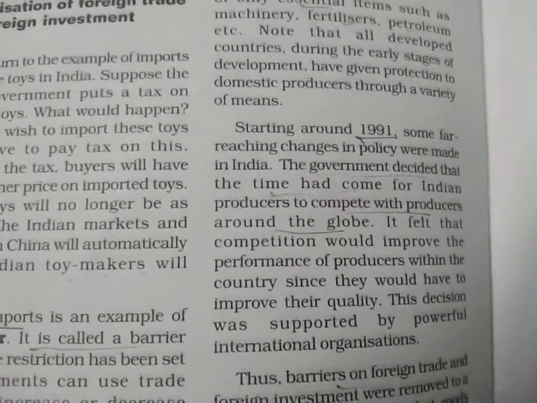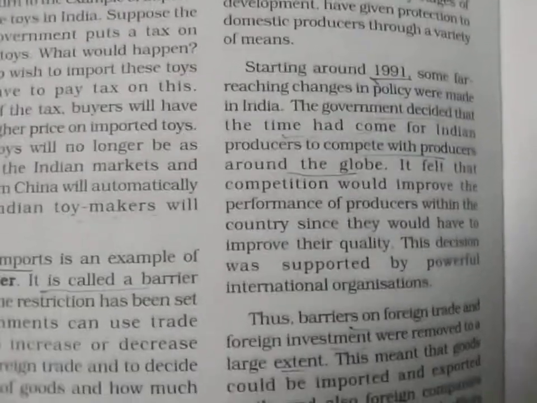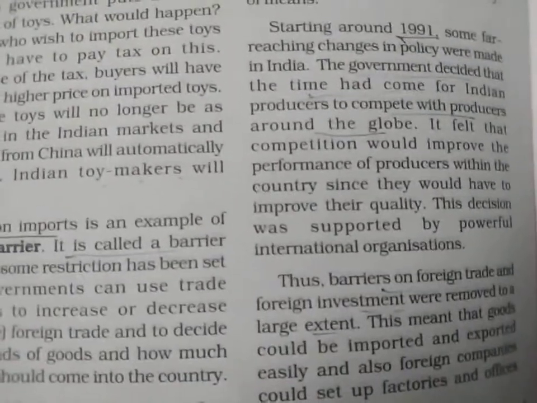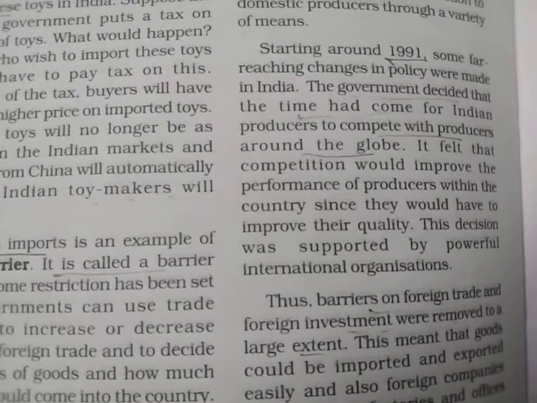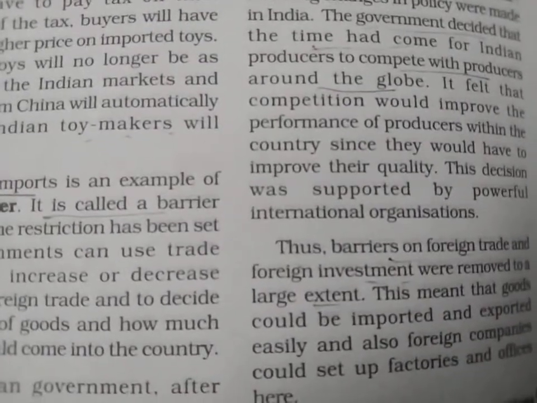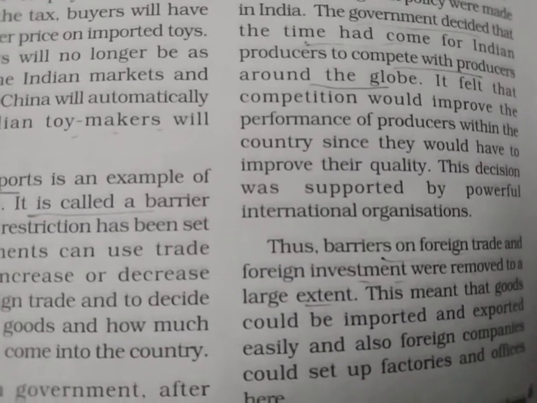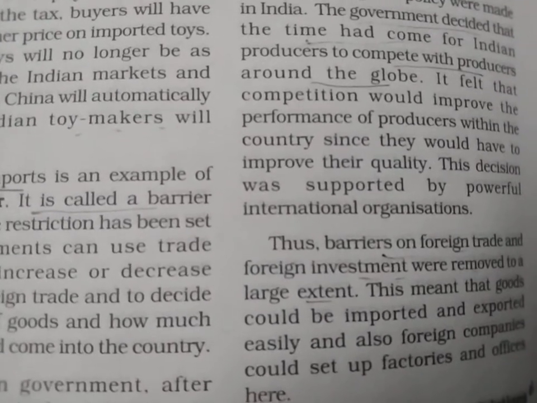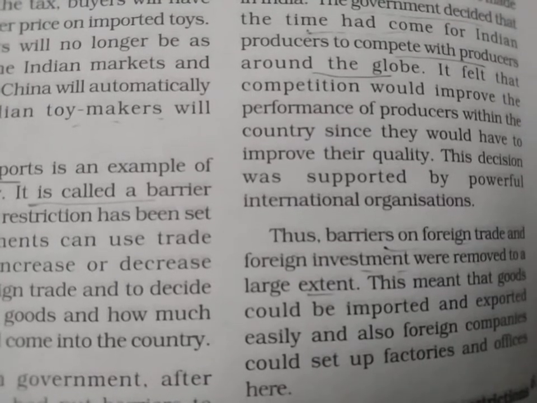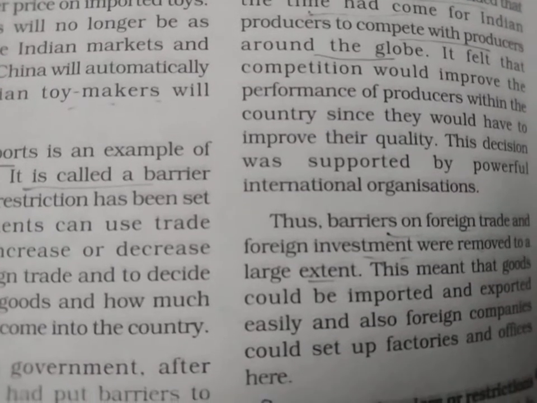Not many items, but limited items they were allowed to bring to India and do business. Around 1991, you can see some far-reaching changes in policy were made in India. The government decided that the time had come for Indian producers to compete with producers around the globe.